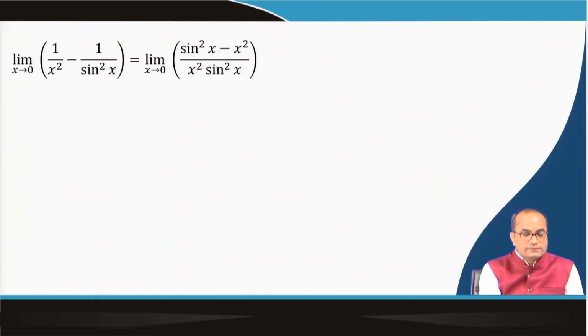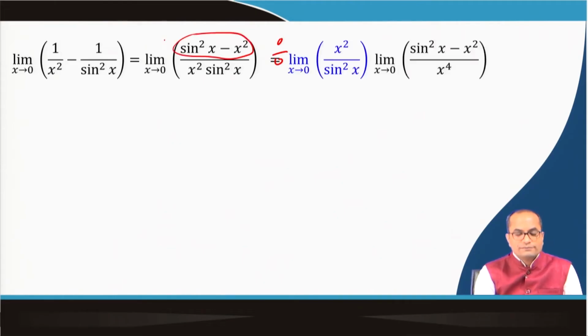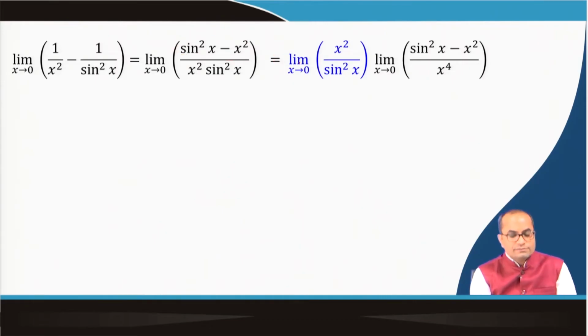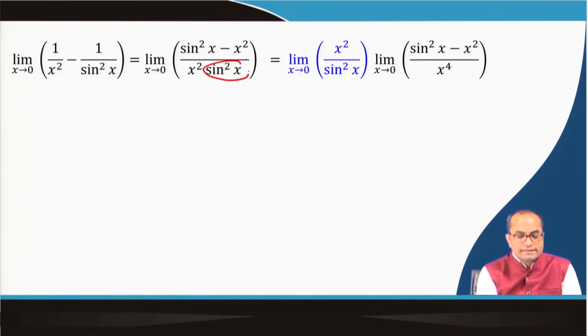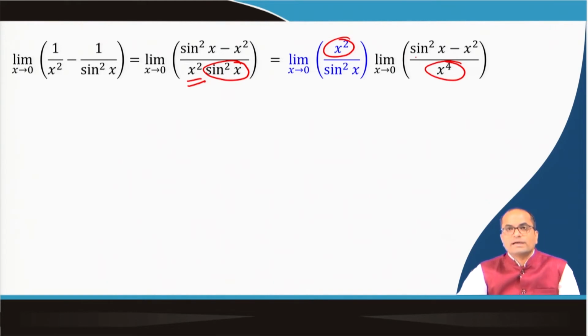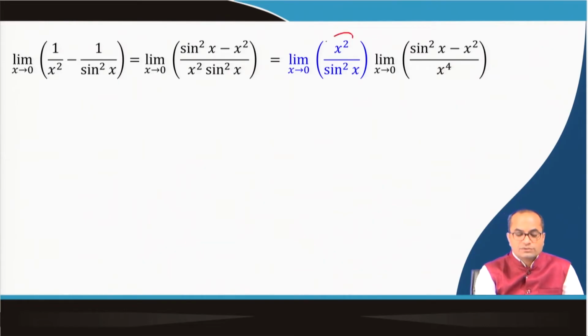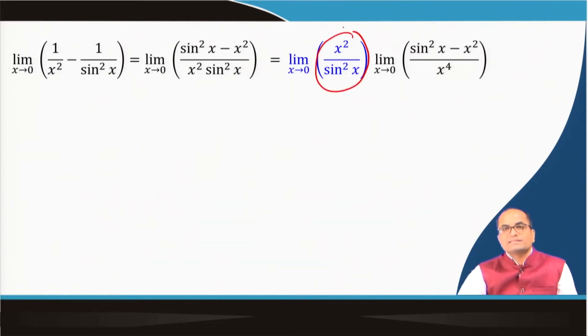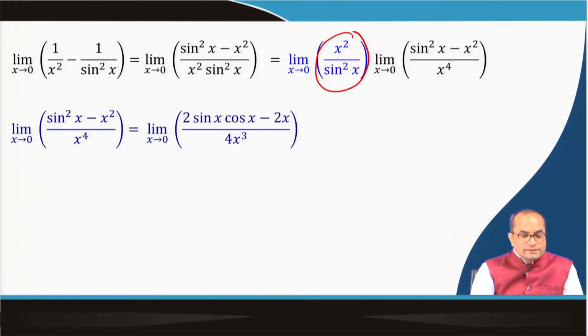So, let us do that. So, here this is 0 by 0 form. So, we apply the L'Hopital rule. So, sine square x minus x square. We have just rewritten for simplicity. So, here the sine square x, because x square is anyway there, we multiplied by x square and then here also we have multiplied by x square. So, this becomes x4, and this is, as we will see here, x square over sine square x. This limit is very easy to handle. So in a minute we'll come to this part.